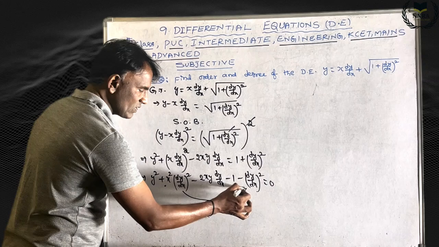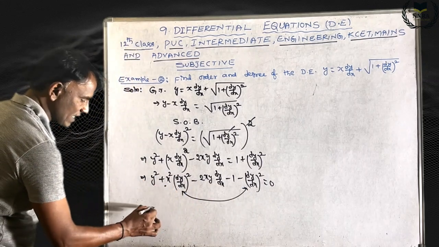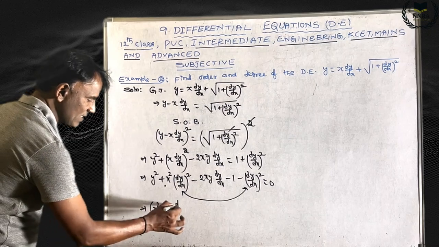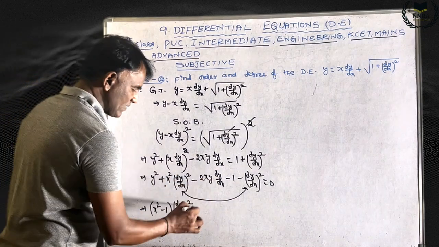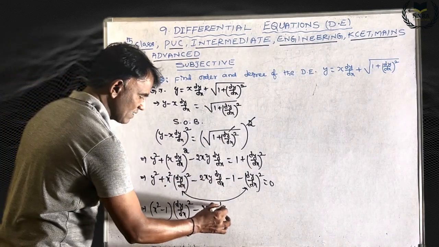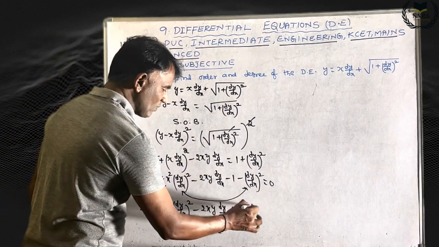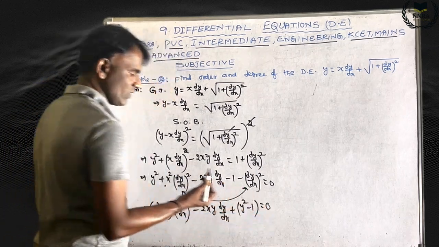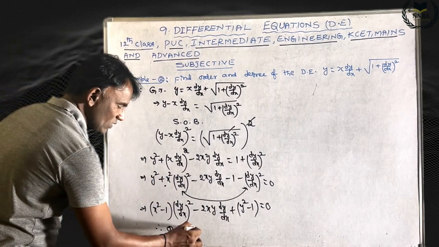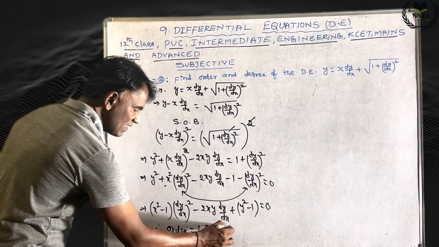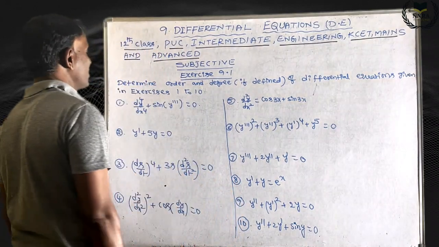And in these two, (dy by dx) whole square is the common value. So if (dy by dx) whole square is common, then remaining is x square minus 1, now (dy by dx) whole power 2. And write this one, minus 2xy dy by dx plus y square minus 1 equal to 0. Now what is the order for this? Order equal to 1. But what is the degree? Degree is equal to 2. That is the answer. This is the first exercise.